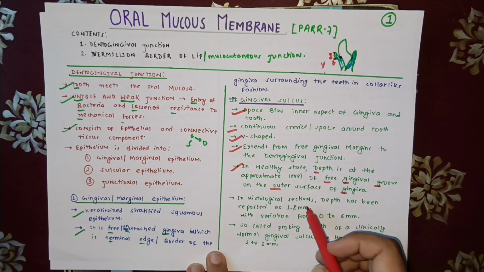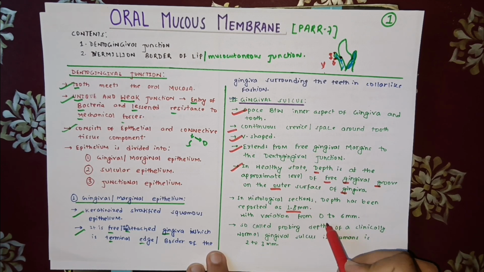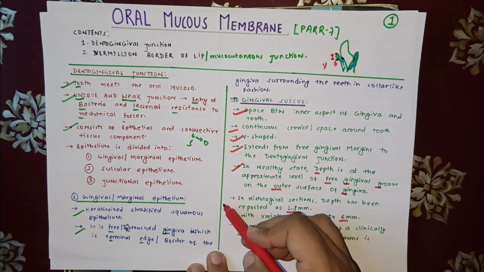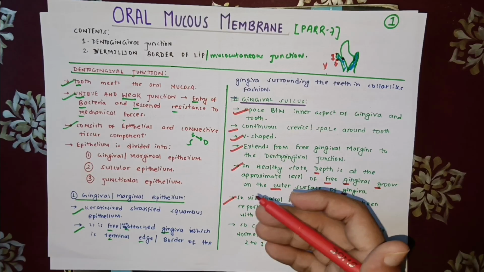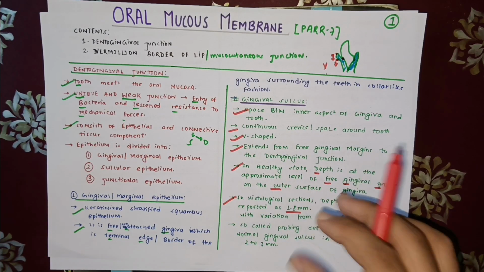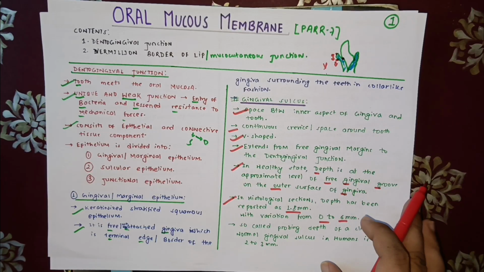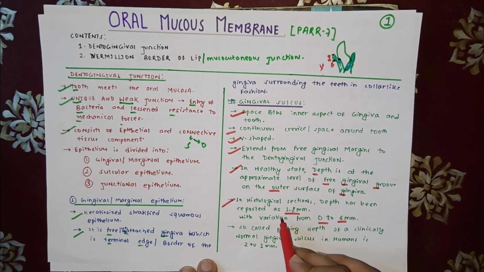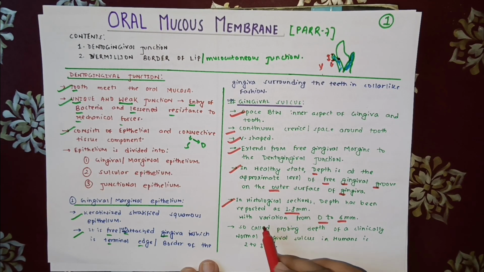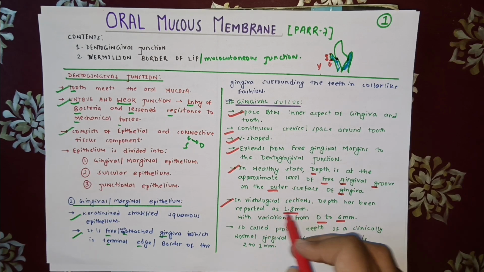After that, in histological sections, the depth has been reported as 1.8 mm, with a variation from 0 to 6 mm. Later in this video I will be discussing the shift of the dentogingival junction, and we can see the shift there. The depth of the gingival sulcus is changing. It is normally 1.8 mm, but there is a variation from 0 to 6 mm. You should learn this data.